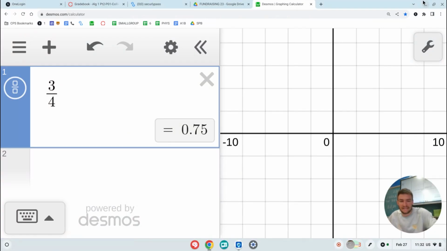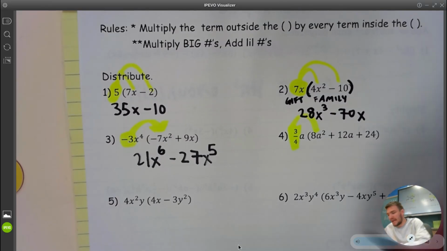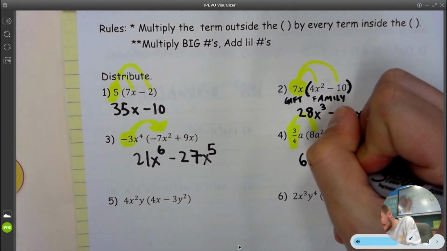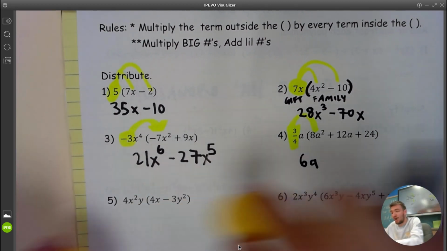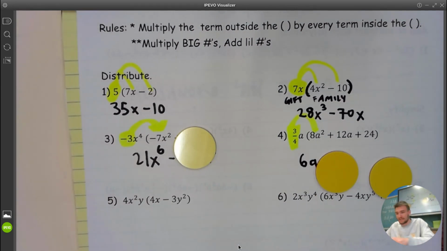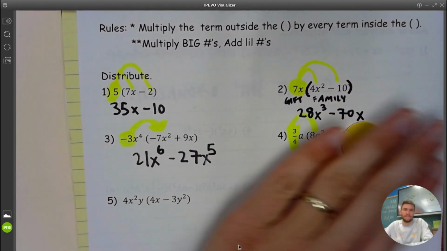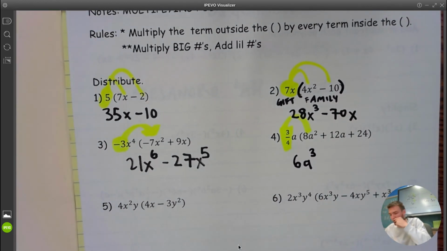3/4 times 8, 6. I heard somebody say it. Nice job. And then how many A's should that 6 have? They started with 2. Everybody gets 1 for Christmas. He's got 3. You got a question? Feel good? Okay, sorry, I thought you said that question.